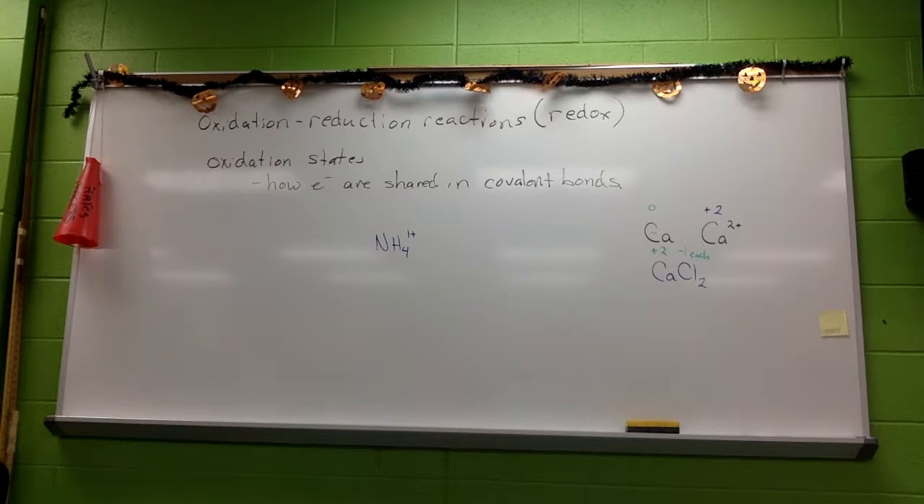Oxygen is nearly always -2, which makes sense because where is oxygen relative to fluorine on the periodic table? I don't have a good place to put this yet. Where is oxygen? Right next to fluorine.